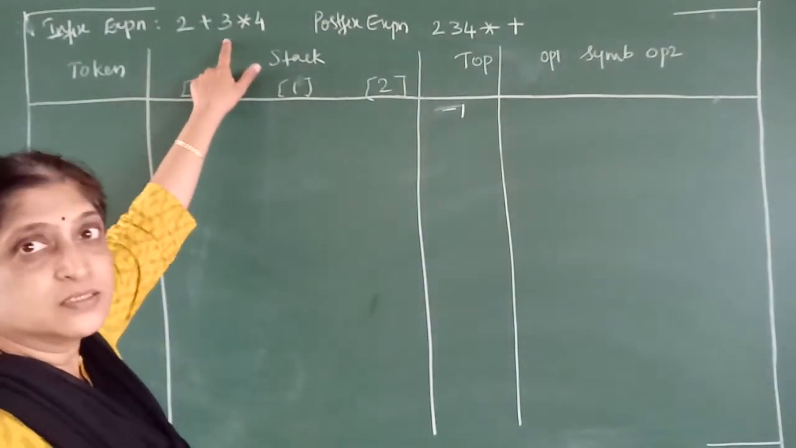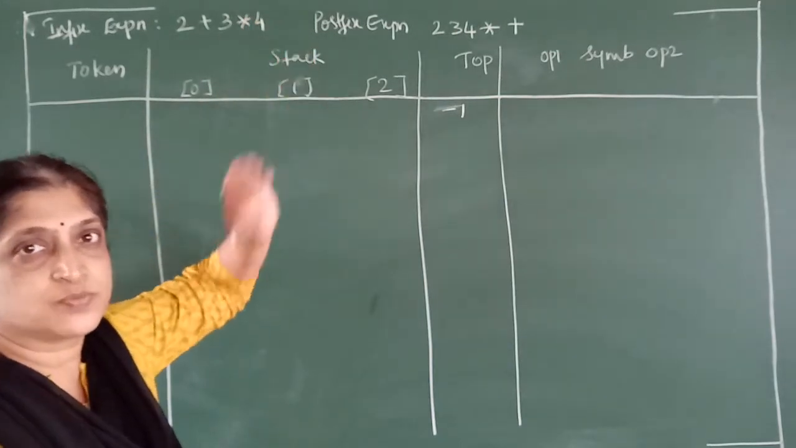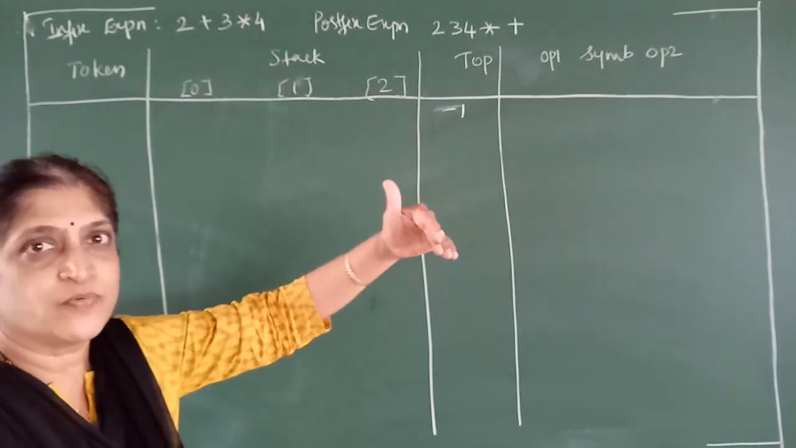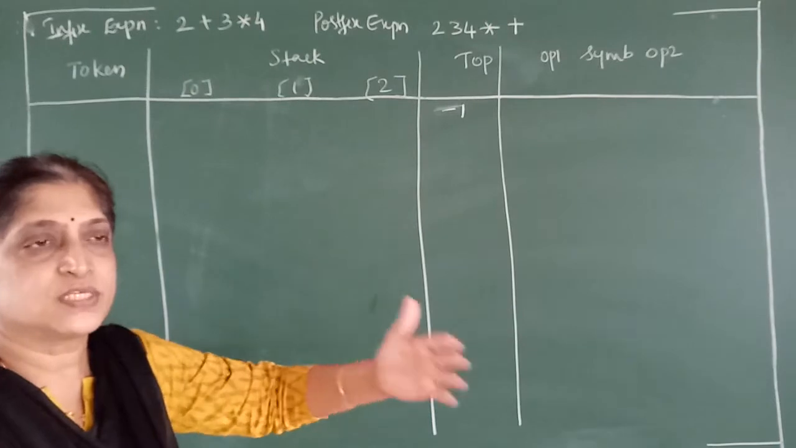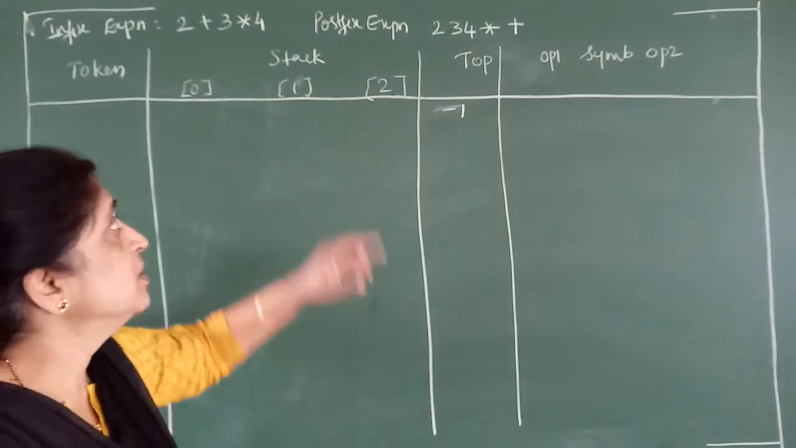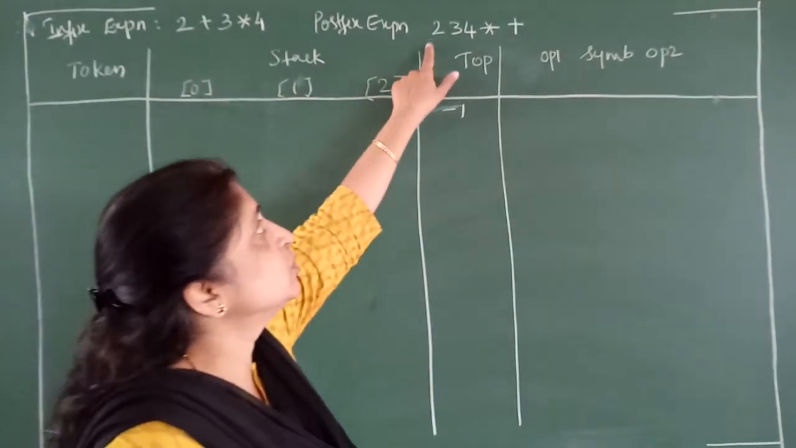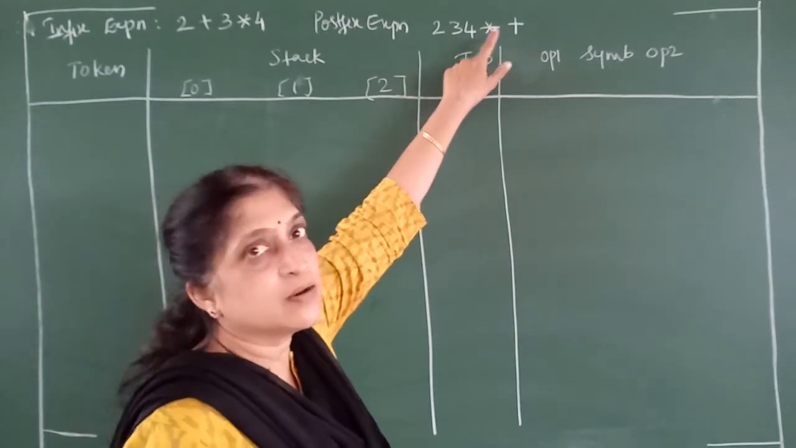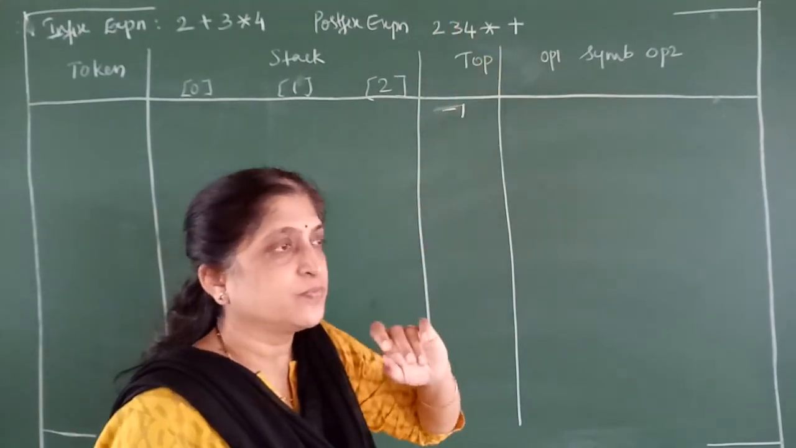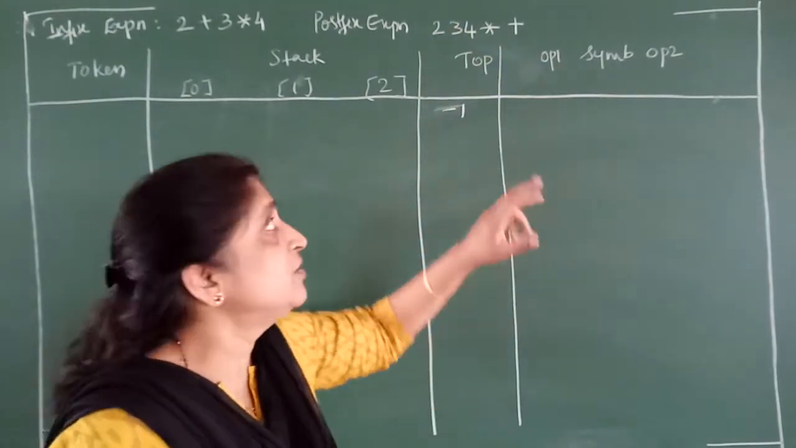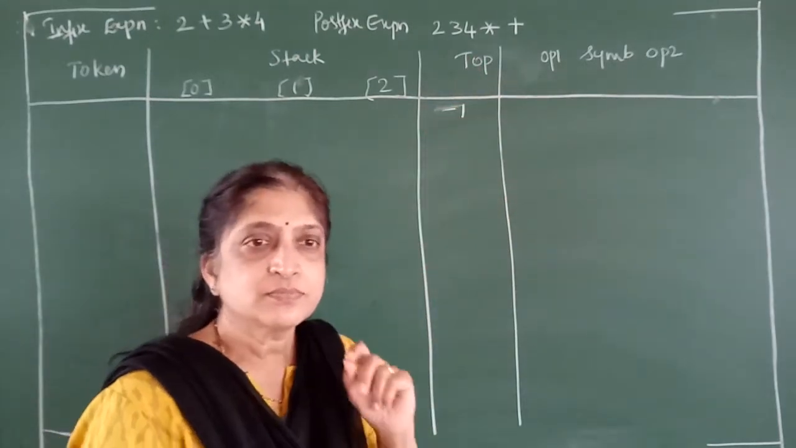2 plus 3 star 4 is the infix expression. What is the postfix form of it? You all know how to convert infix expression to postfix expression. So the postfix form of this is 2, 3, 4 star plus. Now we have to evaluate this expression.